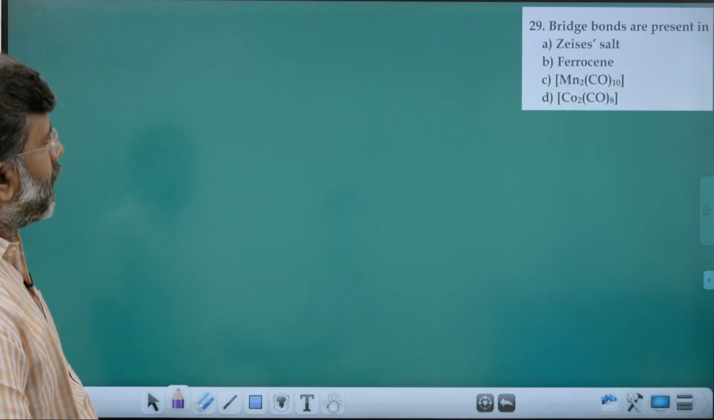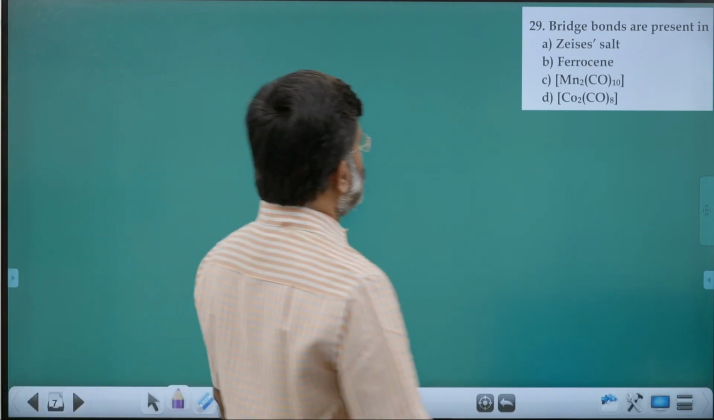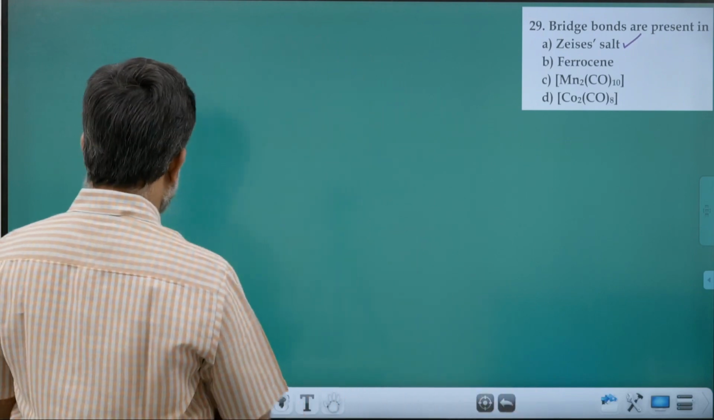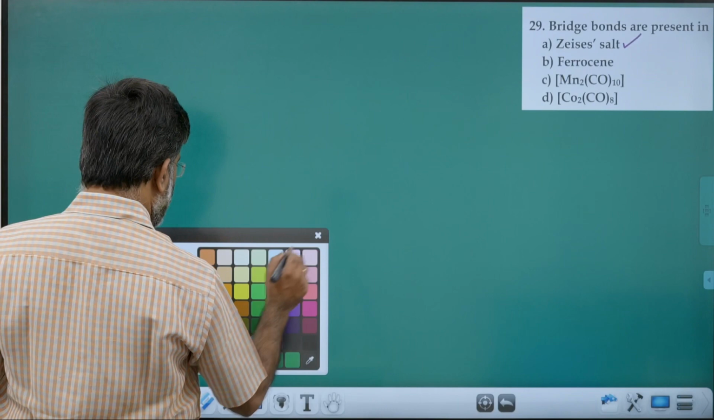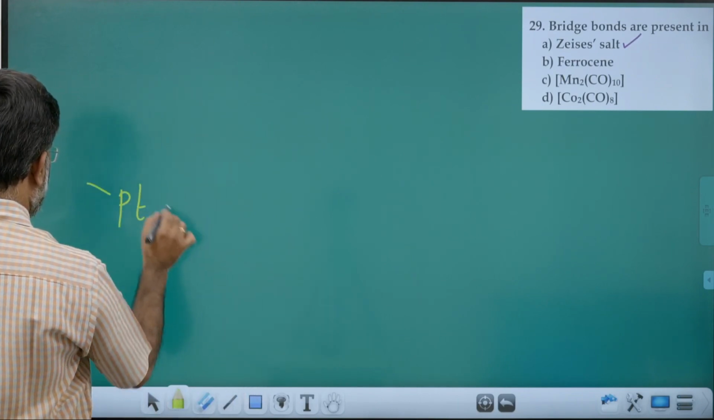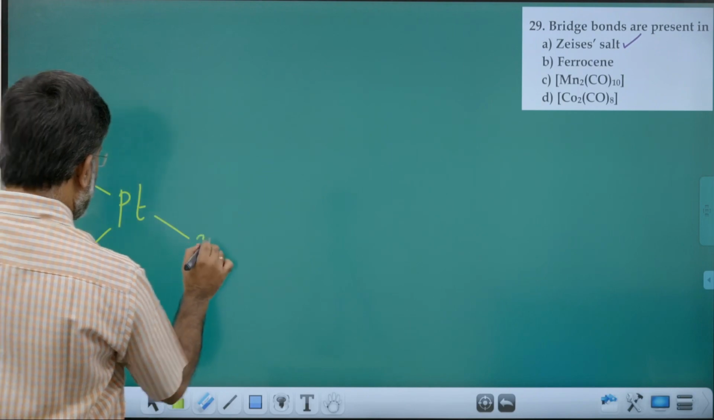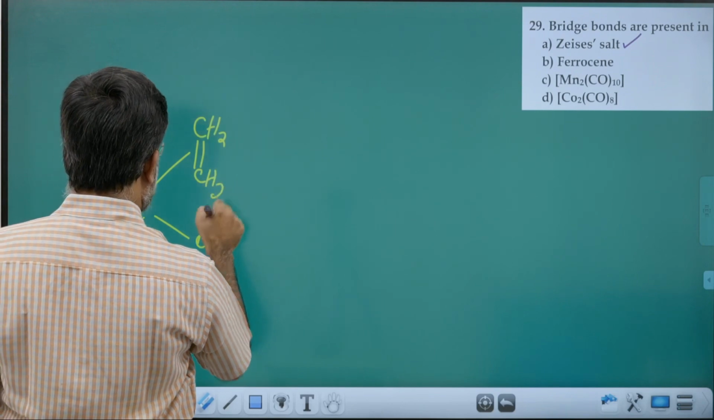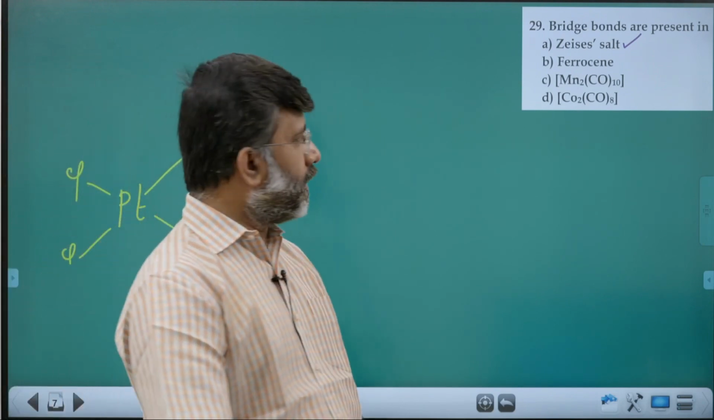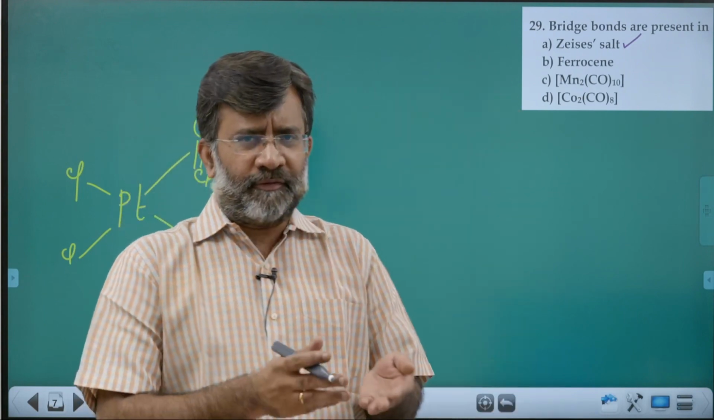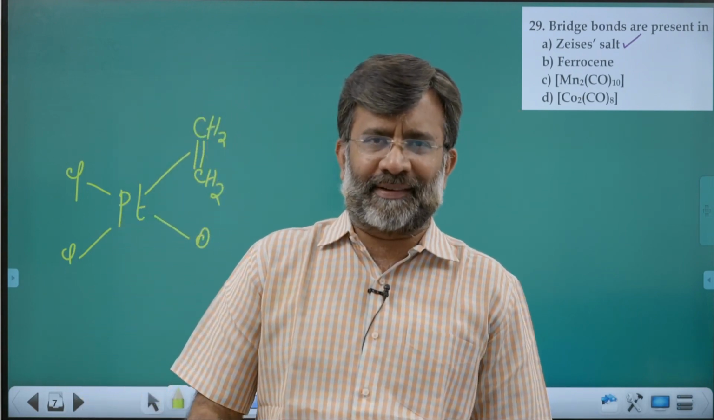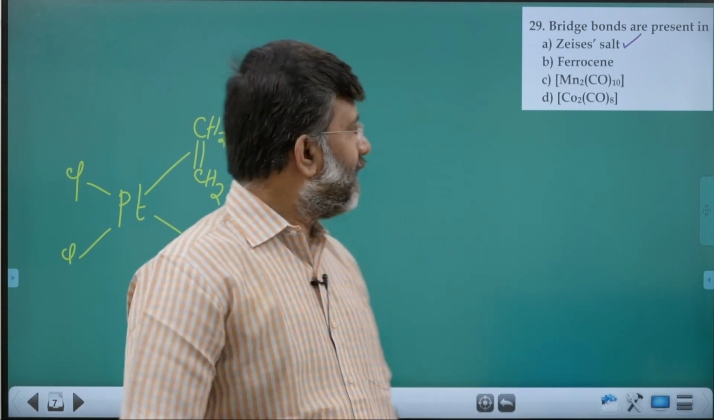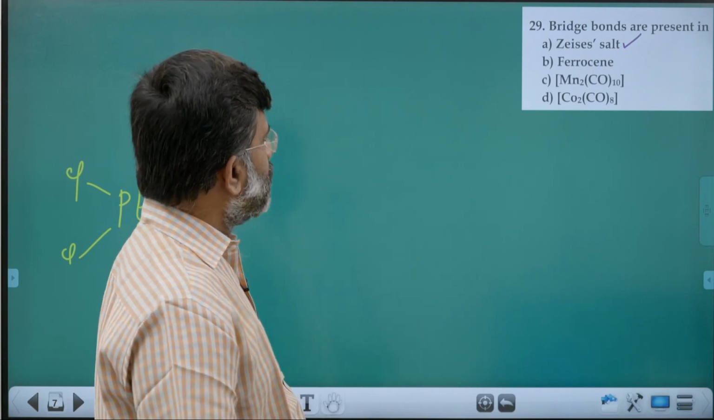Bridge bonds are present in which? Zeise's salt is a pi complex. This is what the molecule is: Pt, Cl, and it is making a pi bonded complex with ethene. Then ferrocene, a few minutes back I showed the structure of ferrocene. Metallocenes: ferrocene, cobaltocene, ruthenocene. There are no bridging bonds.